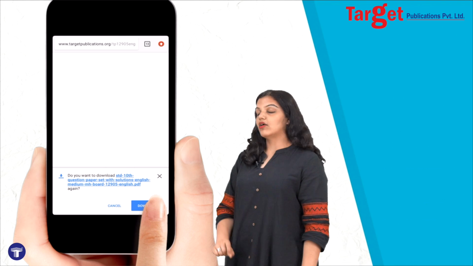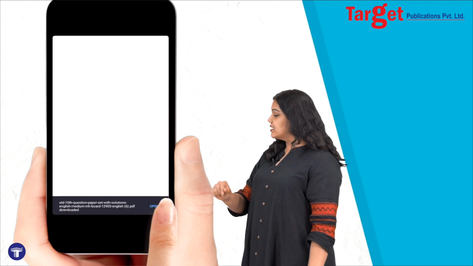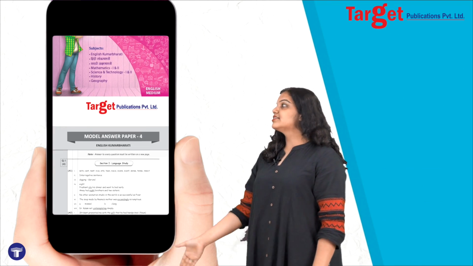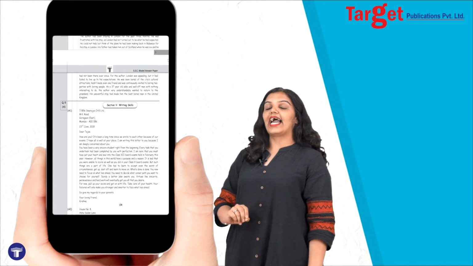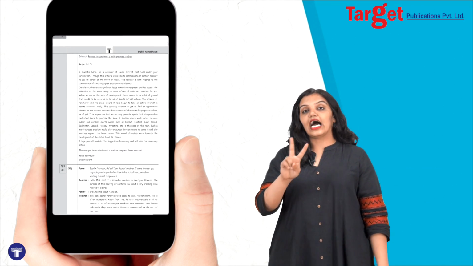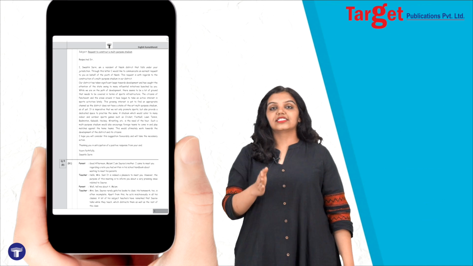You simply click on download, and once you open this file, you will see that the solutions are all there for your perusal. So this is how you can access the solutions to the last 2 papers of each subject right at your fingertips.